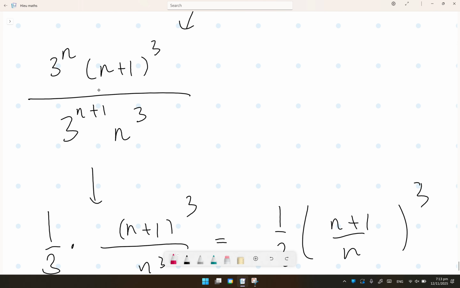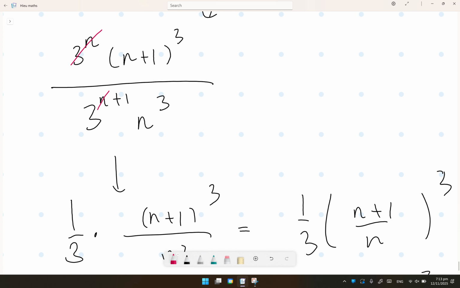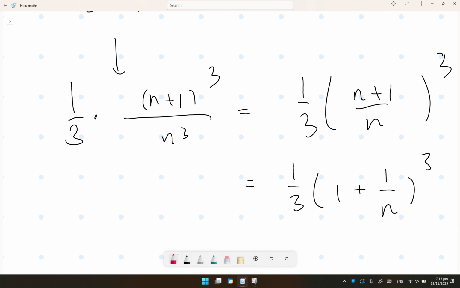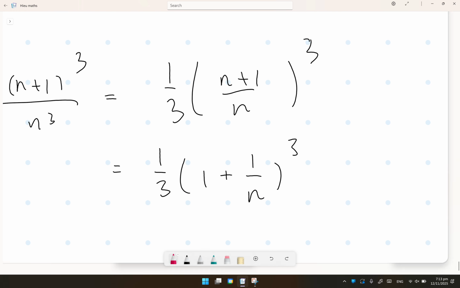You can cancel out the 3^n and the 3 to the n, right? Because 3^(n+1) is just 3^n times 3. So what you end up with is just 1/3. You take this 3 out, and that's 1/3. And then you end up with something like this. That's just this cubed. And then you can do this.